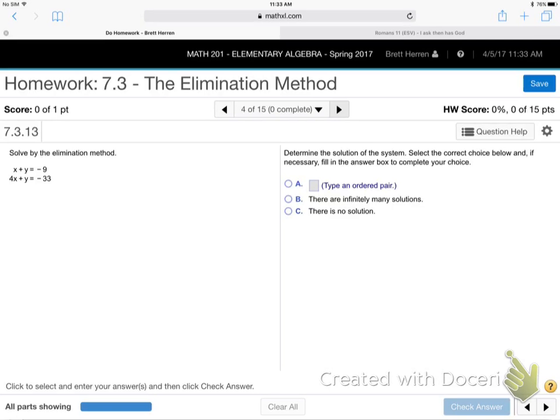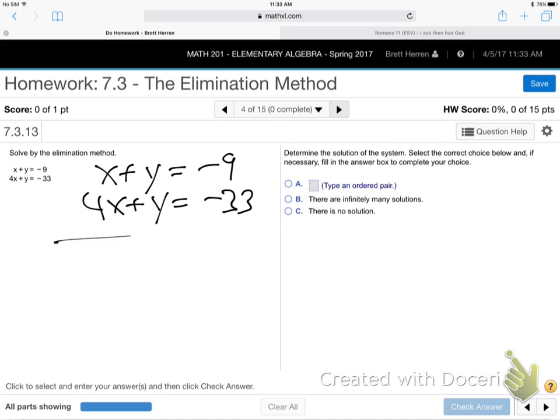All right, so go ahead and try this one here. I'll rewrite it over here. x plus y is negative 9. 4x plus y is negative 3. Go ahead and just add them up. Do what we've been doing. It won't work this time, but go ahead and try that. There's something important that I want you to see there.